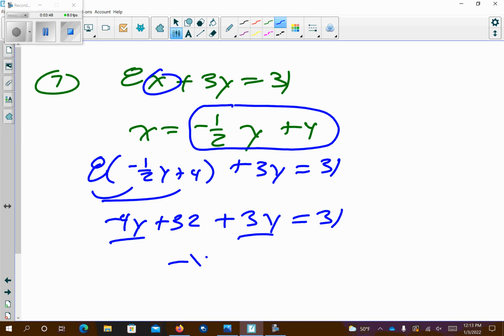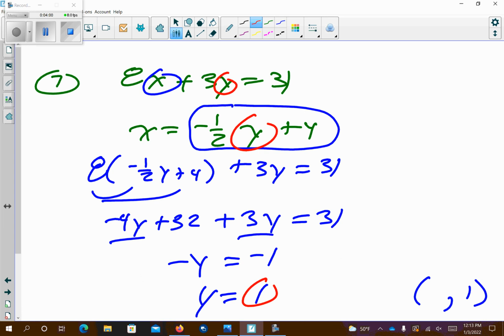Those are like terms, that gives me negative y. Subtract the 32, so I get negative 1. So y equals 1. So we have to find the x value now. So I'm going to take this y value and plug it into either. I'll plug it into the bottom one.